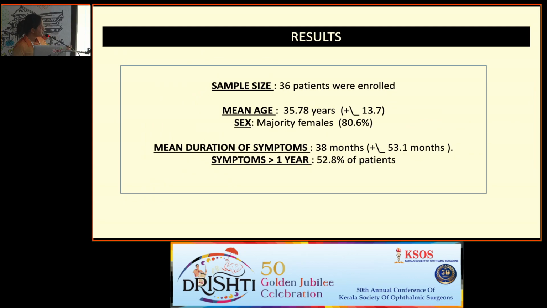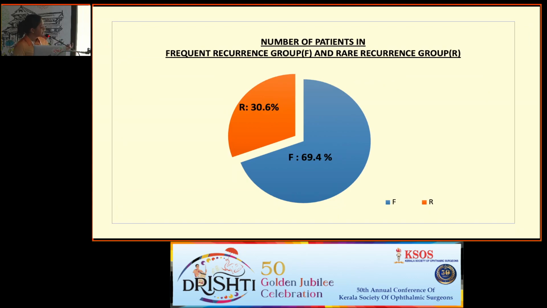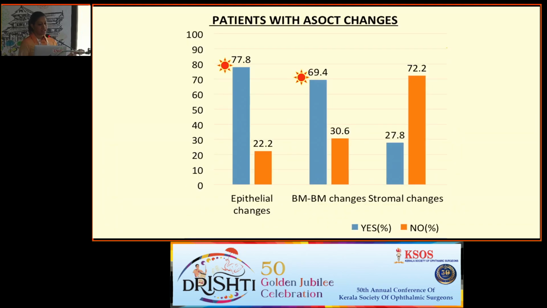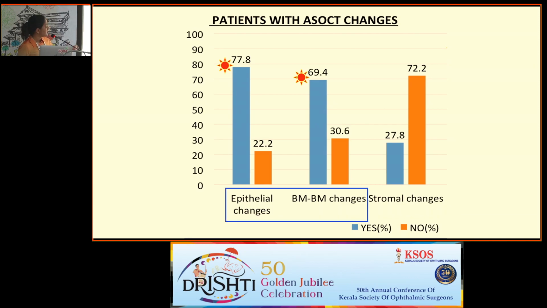So 36 patients were enrolled, and more than 52.8% of patients complained of symptoms for more than a year. And 69.4% of our patients fell in the frequent recurrence group. Fingernail was noted to be the most common cause of injury as the initial trauma. And we looked at our ASOCT changes. Majority of the patients, that is more than 70% of the patients, in both the groups were noted to have epithelial and BMBM changes, and stromal changes were noted only in a few.